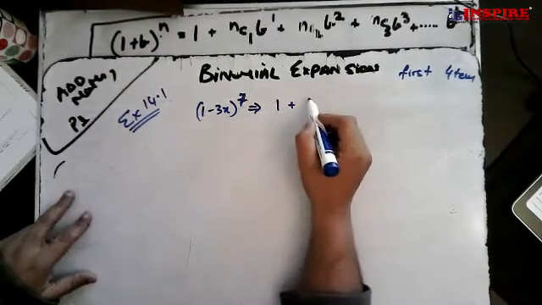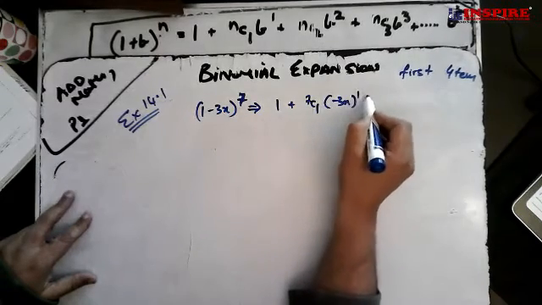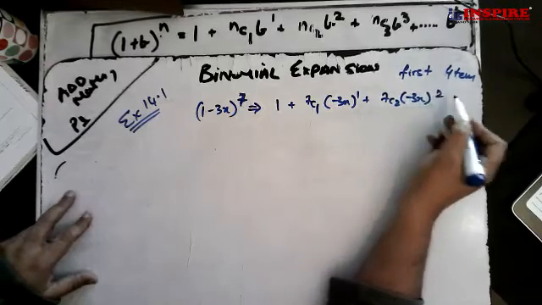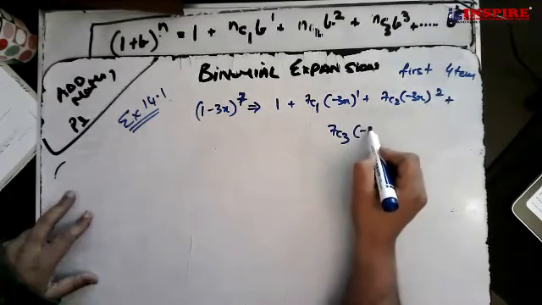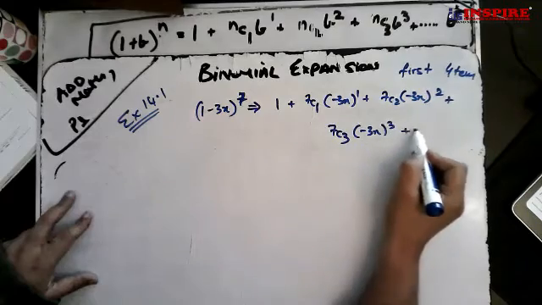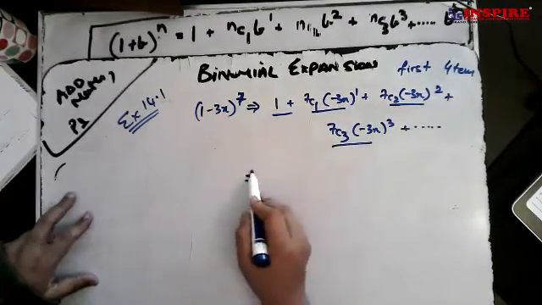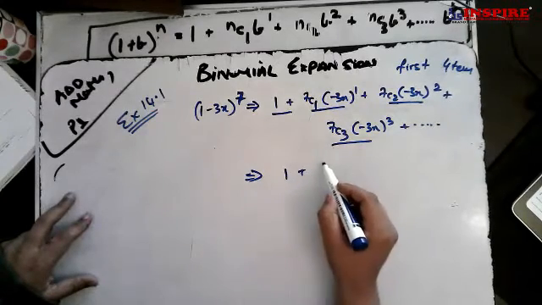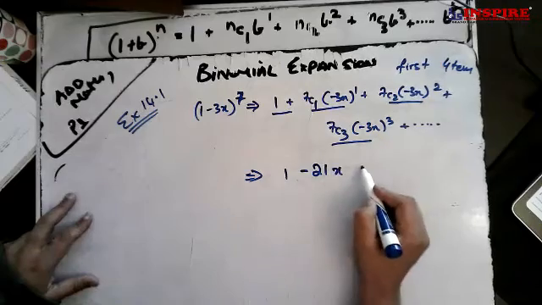1 plus 7c1 minus 3x to the power of 1 plus 7c2 minus 3x to the power of 2 plus 7c3 minus 3x to the power of 3 plus dot dot dot. 1, 2, 3, 4. 7c1 is 7, 7c is 21, but I will be with a minus sign. Now I'm skipping a step.